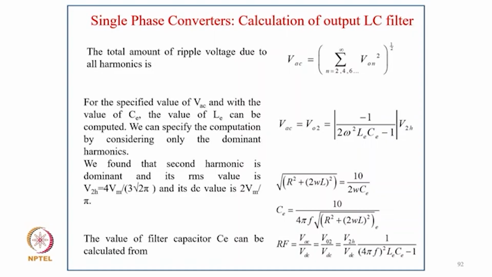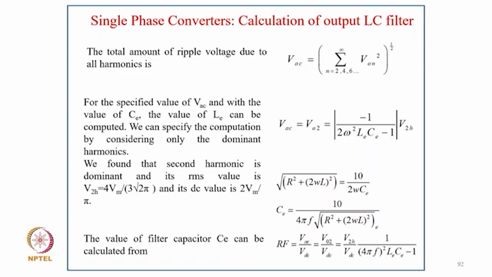So we can simplify the computation by considering only the dominant harmonic. So that is Vac equal to Vo2 equal to absolute value of minus 1 divided by 2 omega square LeC minus 1 into V2h, and we found that the second harmonic is dominant and its RMS value is V2h equal to 4 Vm upon 3 in bracket root 2 pi, and it's 2 Vm upon pi.